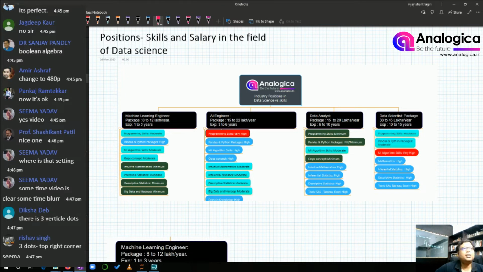We're going to figure that out. The first one here is called the machine learning engineer. The second one here is the AI engineer. There's a difference, okay? The third one here is the data analyst. The fourth one is actually the quintessential dream of everybody: the data scientist.